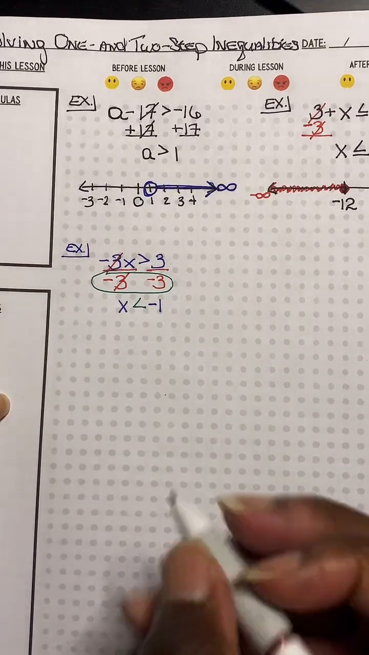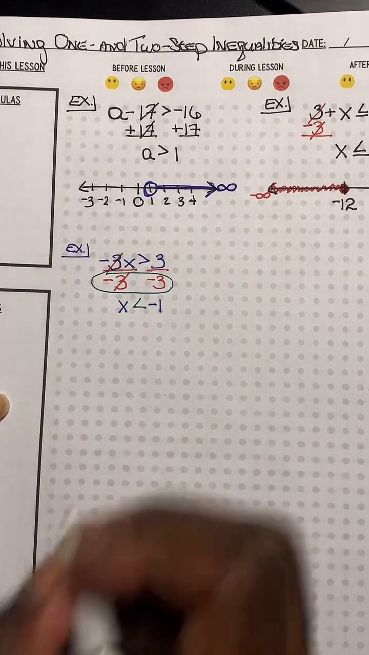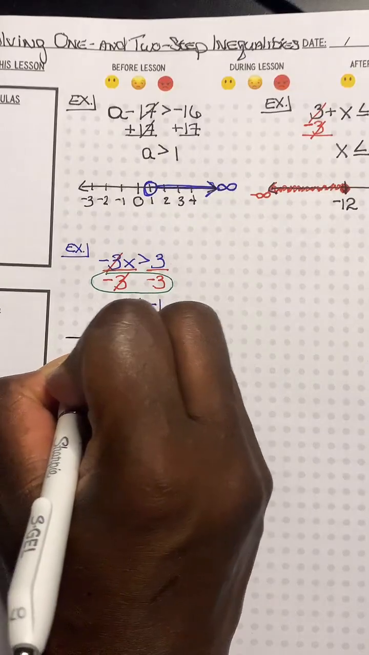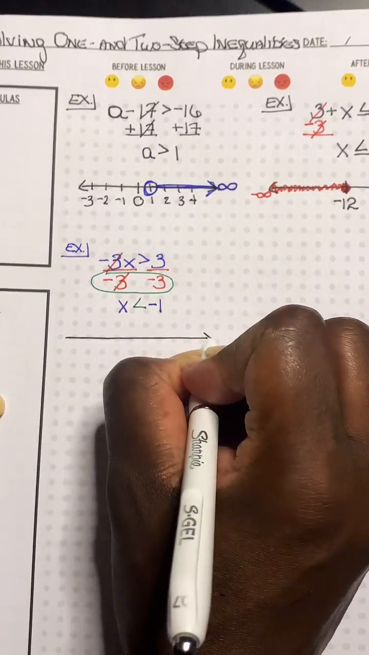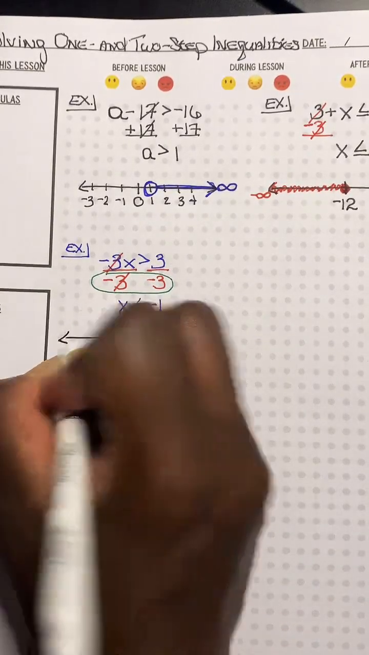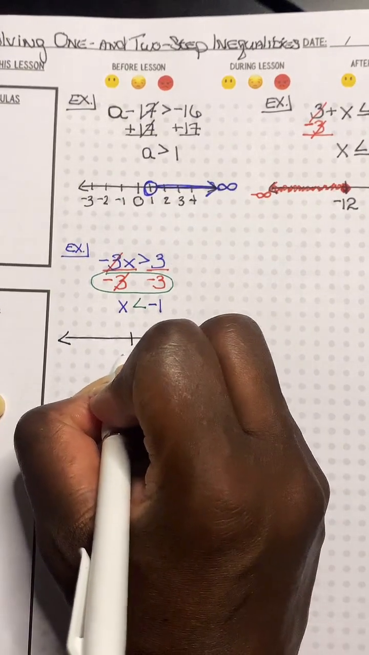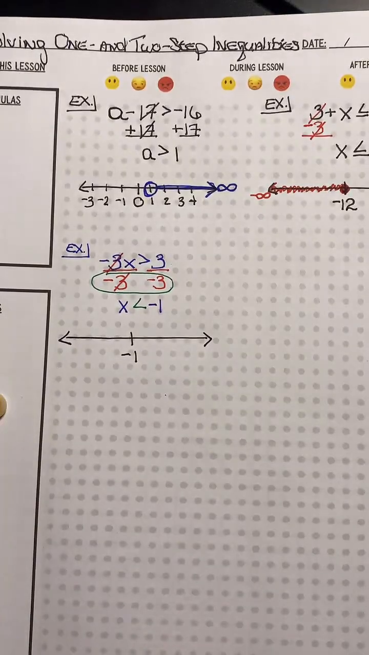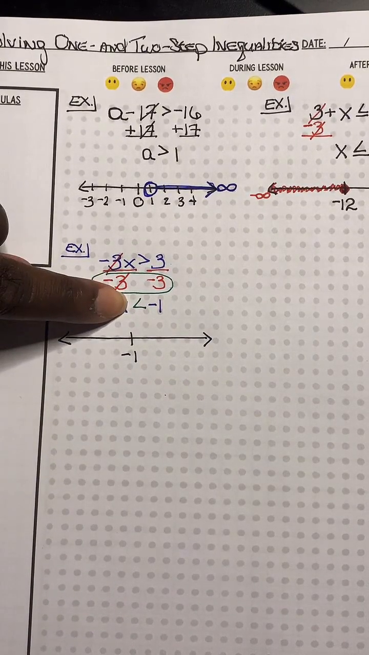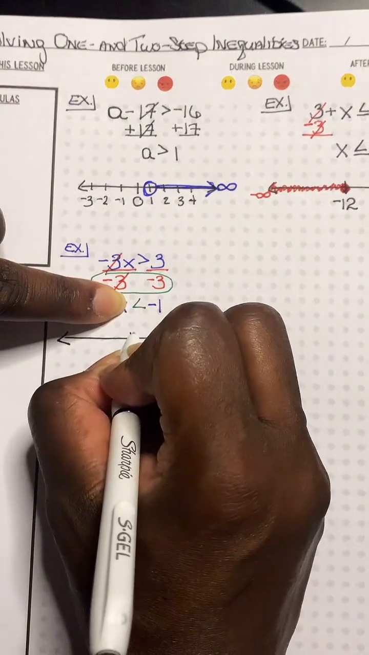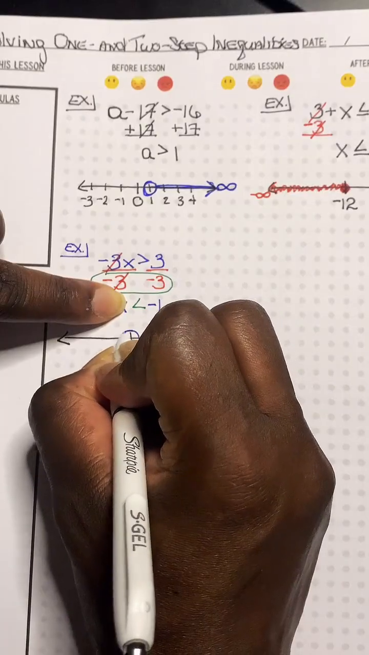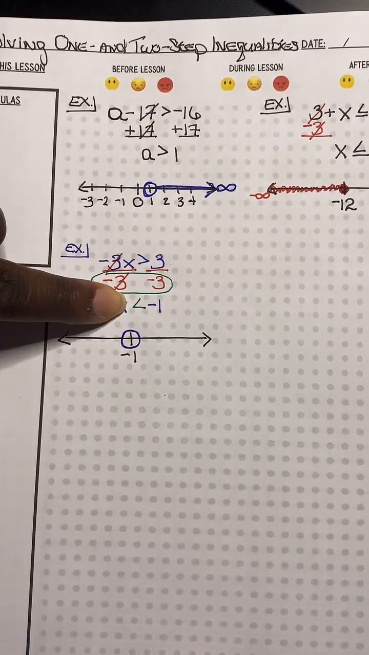So, if I draw a number line, again, don't have to get too crazy with it. I'm looking at the number that we got as a result. I usually put that smack in the middle, so that's a -1. It's a less than symbol, so it doesn't have a line underneath, so that means we're not including that -1.